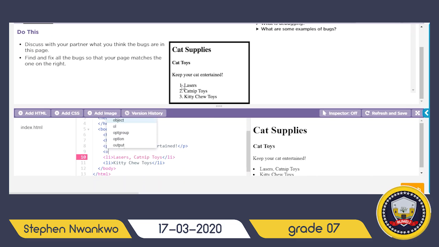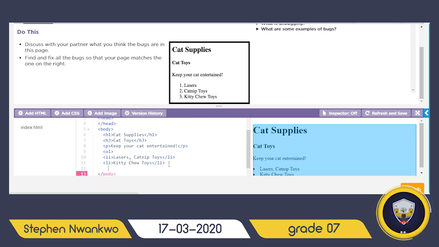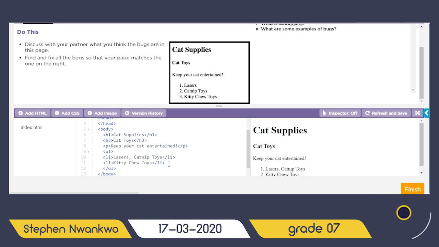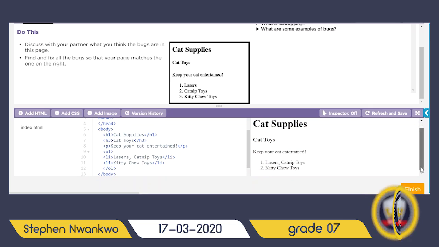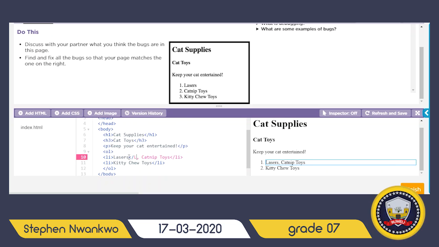You type OL, that is ordered list, the opening tag of OL. Now you come to the last word here, you close it also with OL, ordered list. Okay, now you have the numbers, but yet it is not properly arranged. Now let's arrange the numbers. Over here is the opening tag of list for lasers. Now you come over here, you click the lasers, you close it with the list tag.